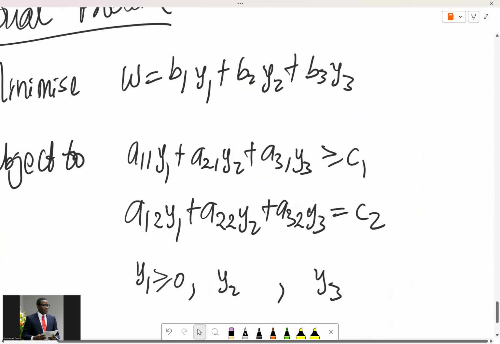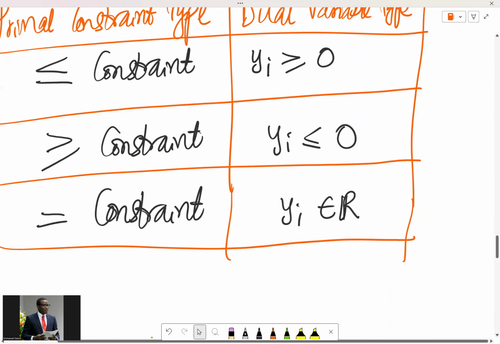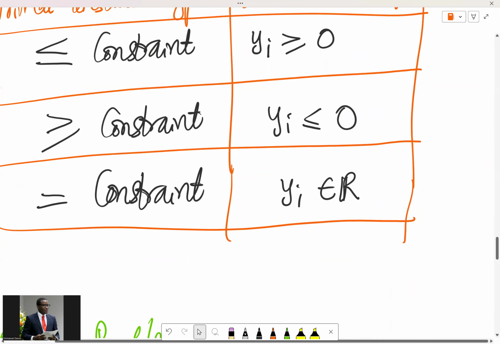Settled. Then the second constraint is an equality constraint. So when you have an equality constraint, what happens? Whenever you have an equality constraint, the variable corresponding to it is going to be free. We've seen that y1 is greater than or equal to 0 because the constraint is less than or equal to. Now this one is going to be free. It's going to be a real number. So we can come to y2 and say this is actually real, meaning that it can be positive or negative.